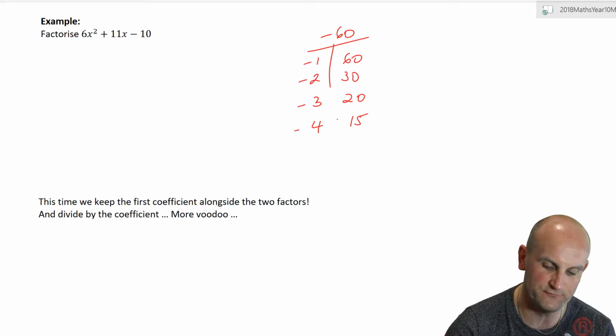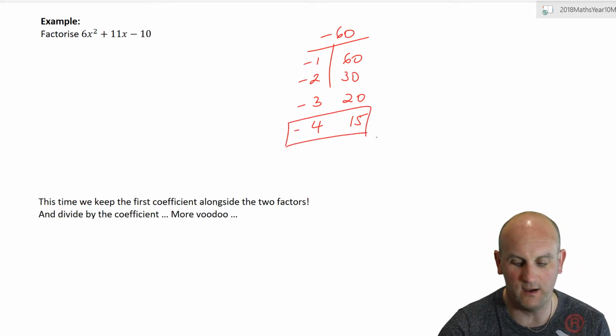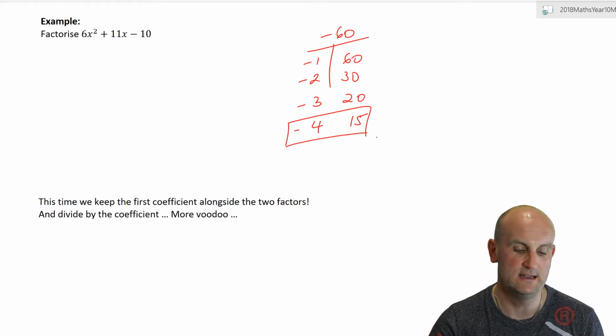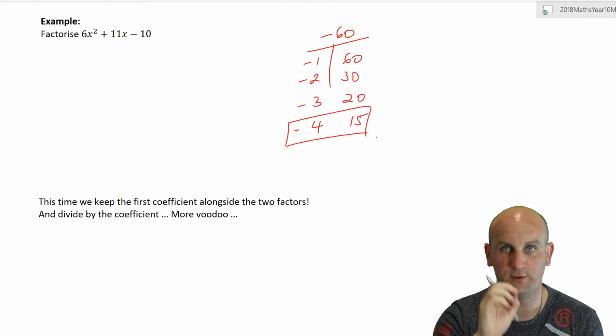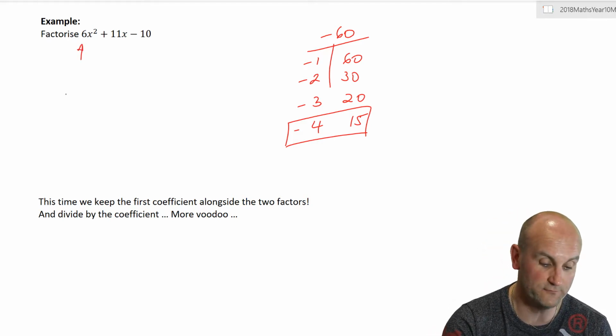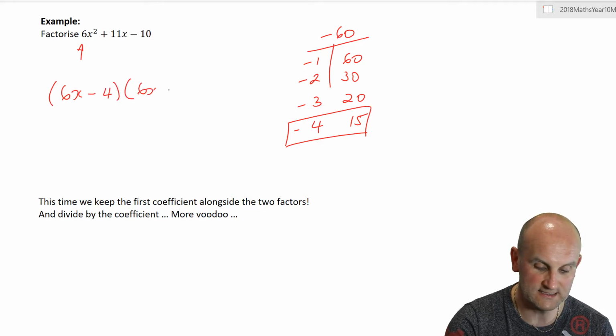So let's bang a minus in front of those. And as it turns out, I get minus 4 and 15. Put the BARF to one side. Now, if you remember with BARF, we just put an x in the brackets. Now, we actually put 6x. I know, go figure. So this time I do 6x minus 4 and 6x plus 15.